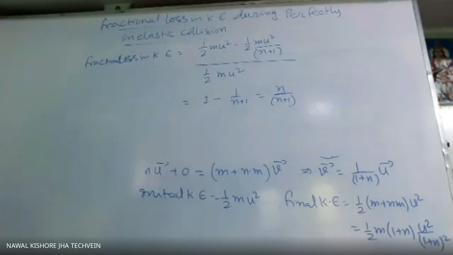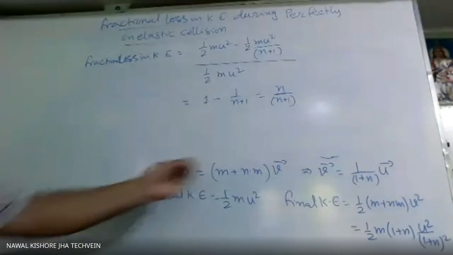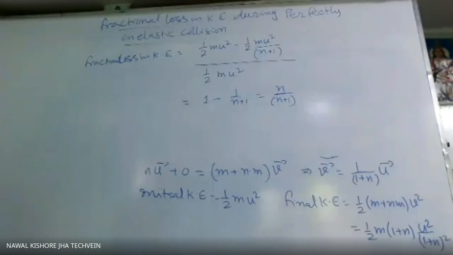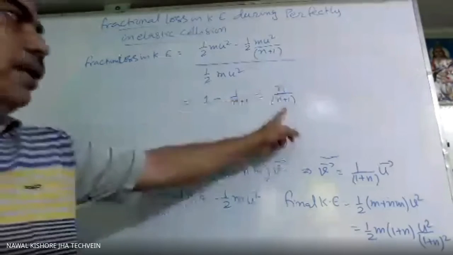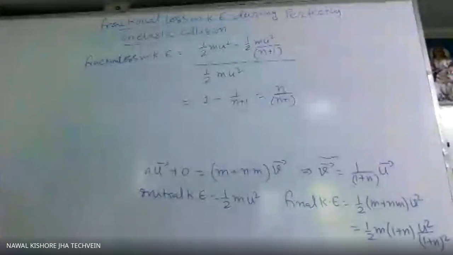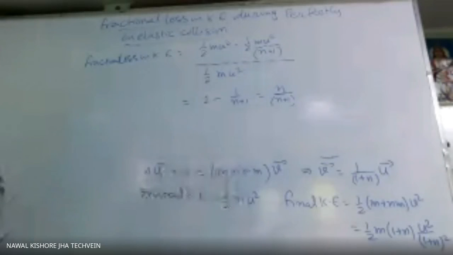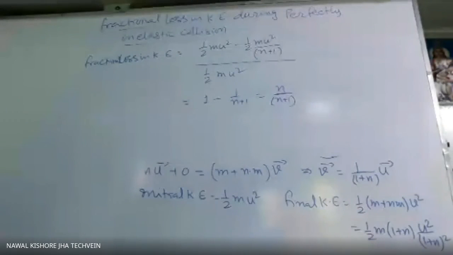So if the mass of the stationary ball is 3 times that of the colliding ball, it becomes 3 by 4. So 75% of the energy will be lost. Only 25% energy will remain with the system. 75% energy will be transformed into some other form.